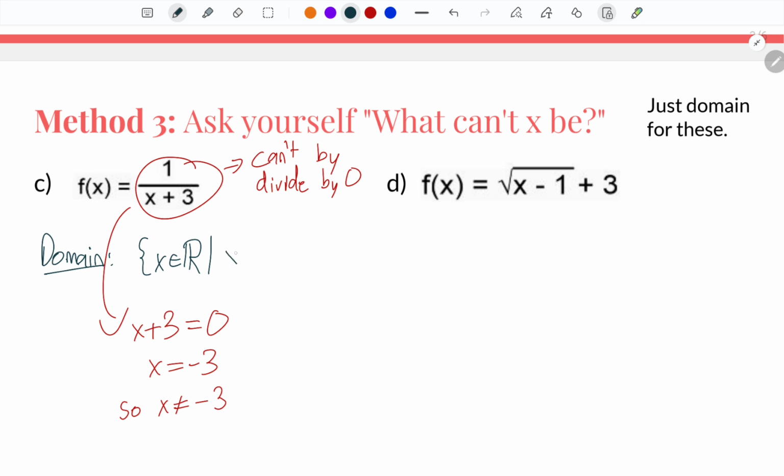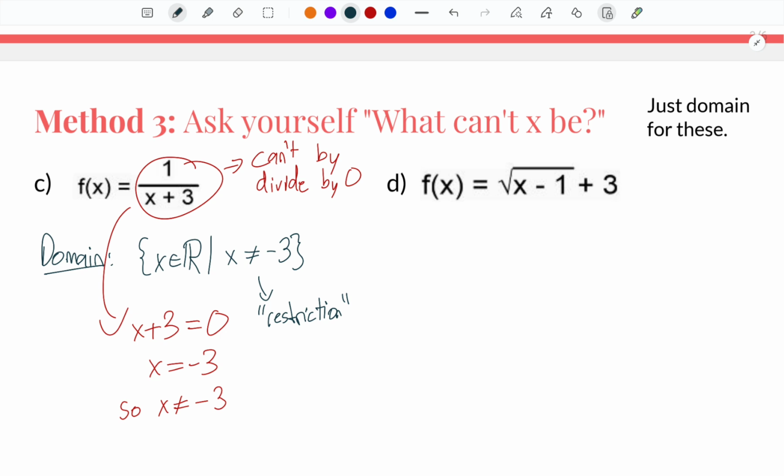So in our domain, we're going to have every possible real number except for that one number we can't be, the negative 3. So that's what we call a restriction. We'll look at that actually more in a future unit too. But that's the first way that you can look at, well, what can't x be? If we have a fraction, think of dividing by 0.